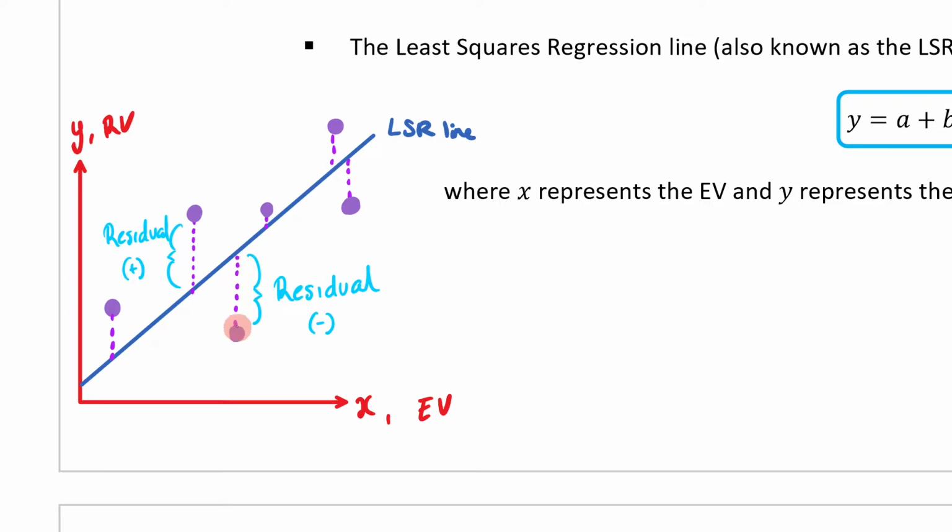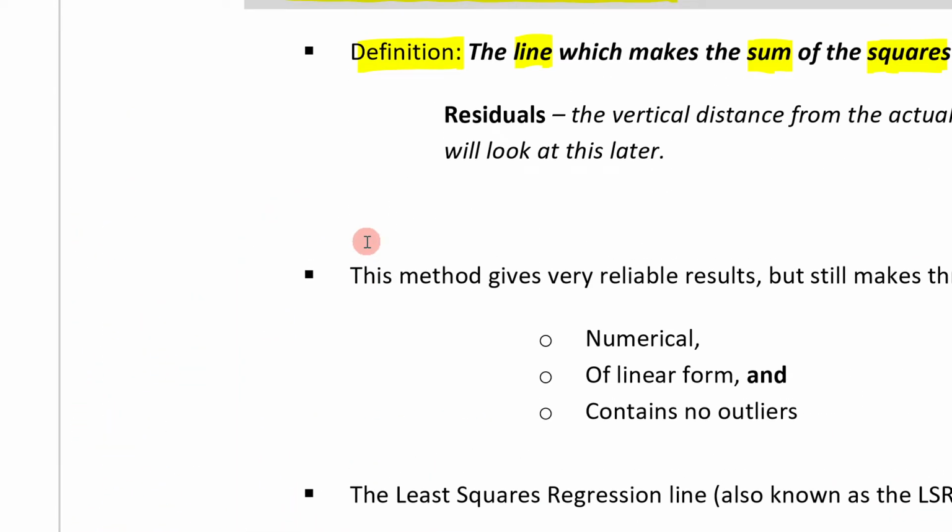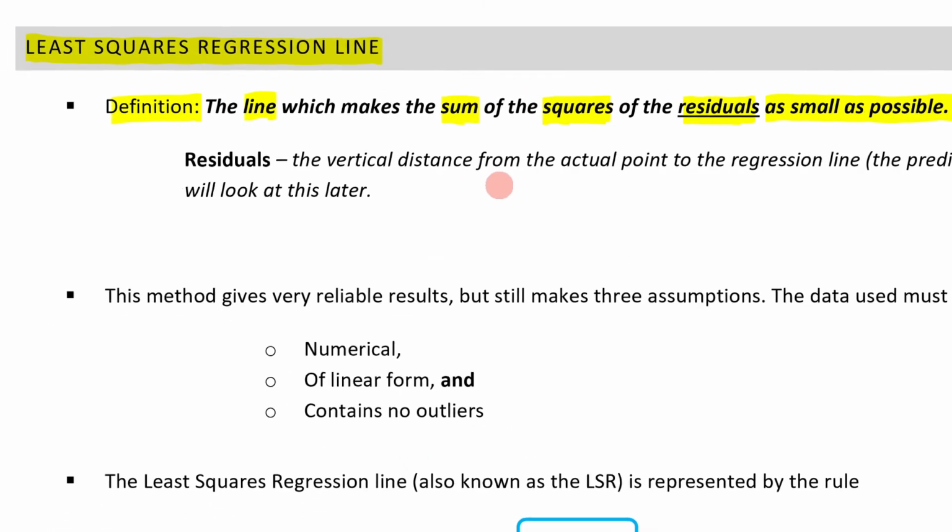Let's imagine for a moment that this here is -3. Well, if we square it, we get +9. Because remember, whenever you square a negative, it becomes a positive, because a negative times a negative is a positive. So before we add them together, we're first going to square all the residuals, and then the sum of the squares is going to be as small as possible in order to make this as accurate as possible.